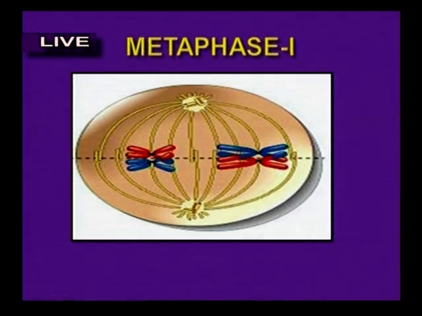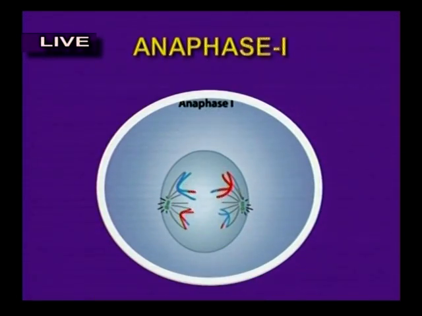So, what is the next one? Yes friends, the next one is anaphase 1. What can you observe here? Here you can see that the homologous pairs move to opposite directions. They move to opposite directions, but the sister chromatids remain associated at the centromere. Listen friends, the sister chromatids remain associated at the centromere.